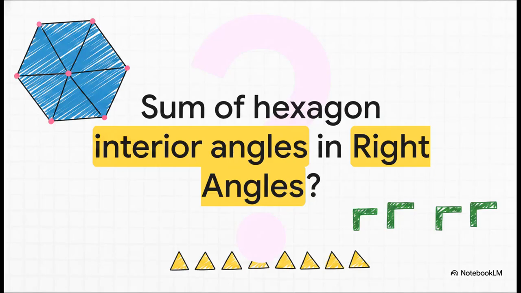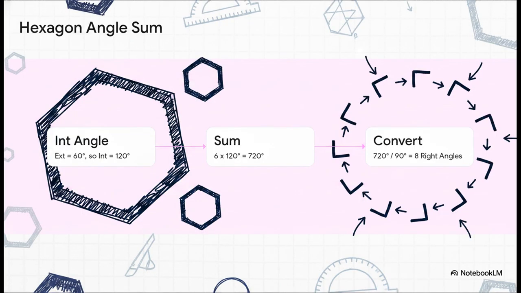Now here is a phrasing that often tricks students on multiple choice exams. What is the sum of all interior angles of a hexagon, but measured in right angles? Take a second to let that sink in. It's not just asking for degrees, it's asking for the final answer in specific 90-degree units. Okay, let's break this down together.